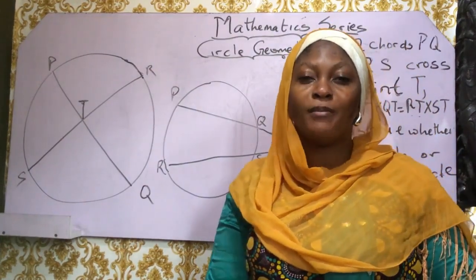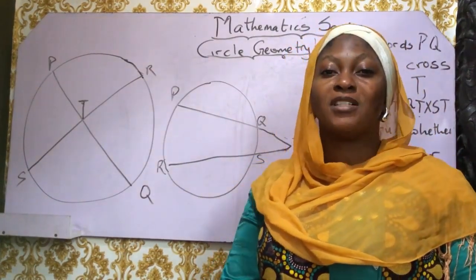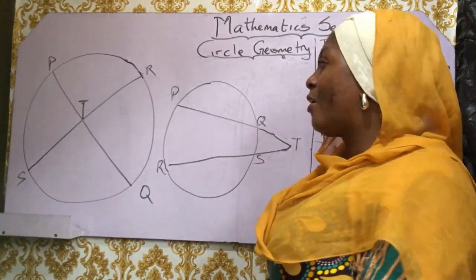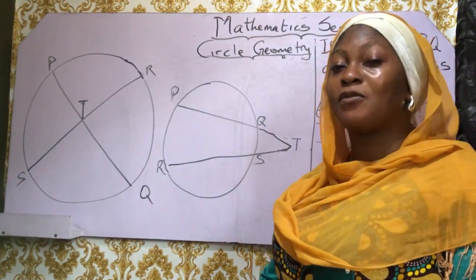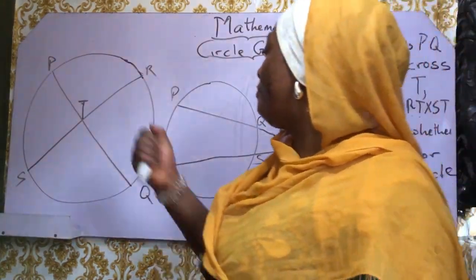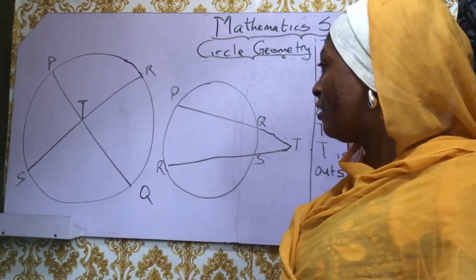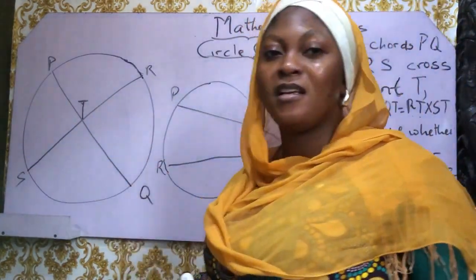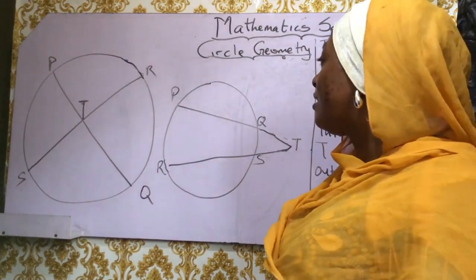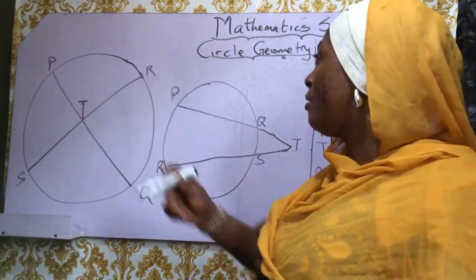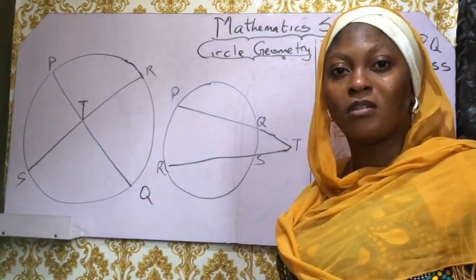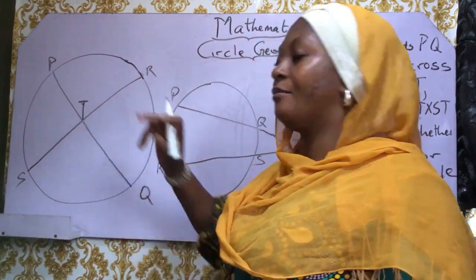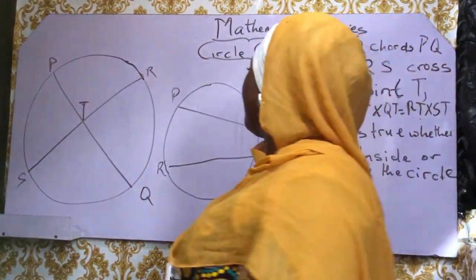Still on circle geometry, we are going to be considering the rule on the board. We have two circles, and in these circles we have two chords. PQ is a chord, RS is a chord. We can see that in the first circle, these two chords cross at point T. Let's take a look at the second circle.